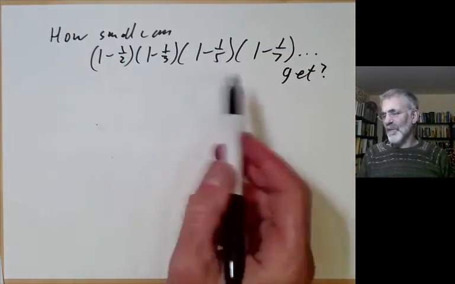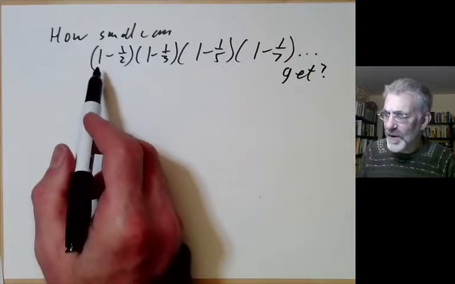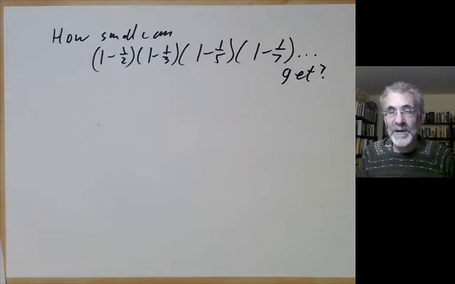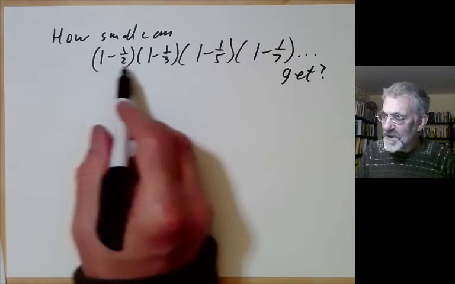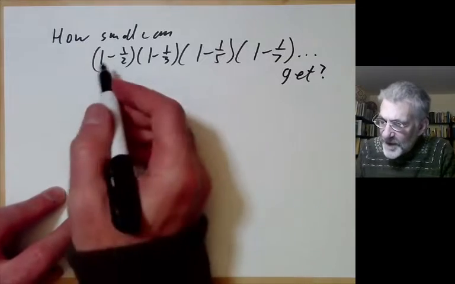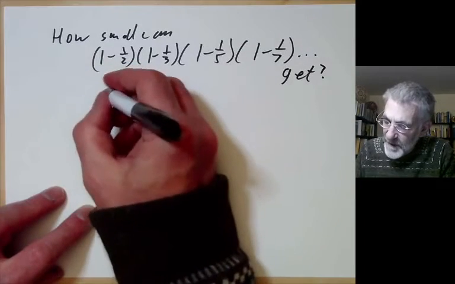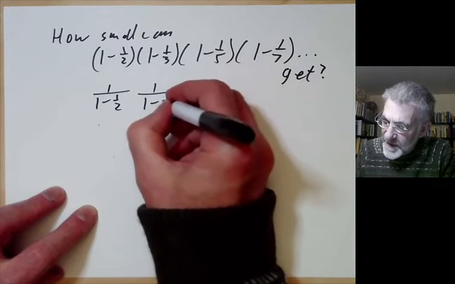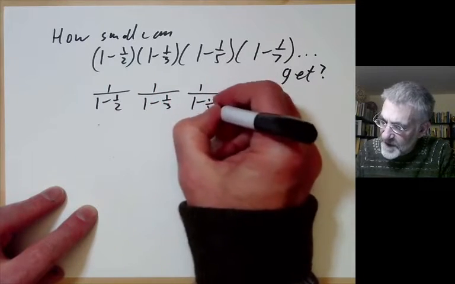So you can imagine two things happening. One, it could just get smaller and smaller and get as close as you like to zero, or there might be some lower limit to it, which is correct. Well, we can figure this out by looking at its inverse, 1 over 1 minus a half times 1 over 1 minus a third, 1 over 1 minus a fifth, and so on.